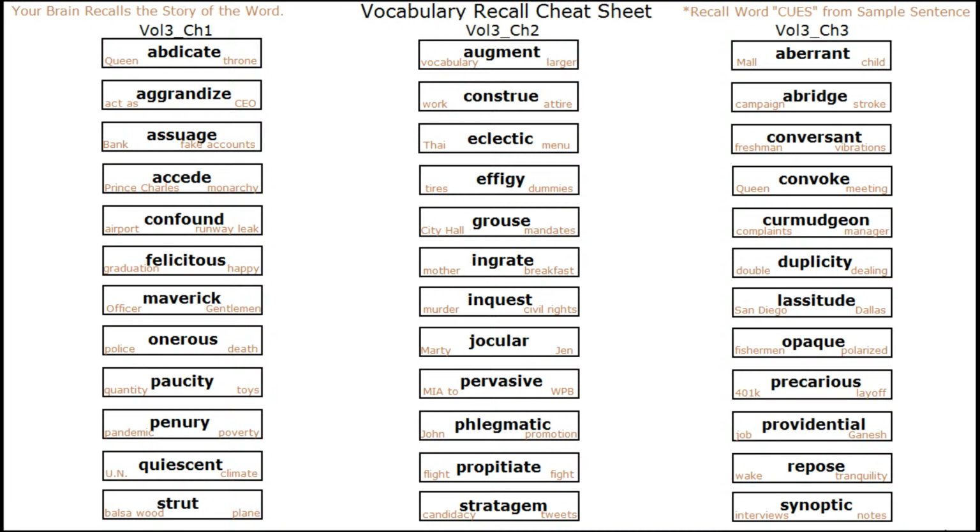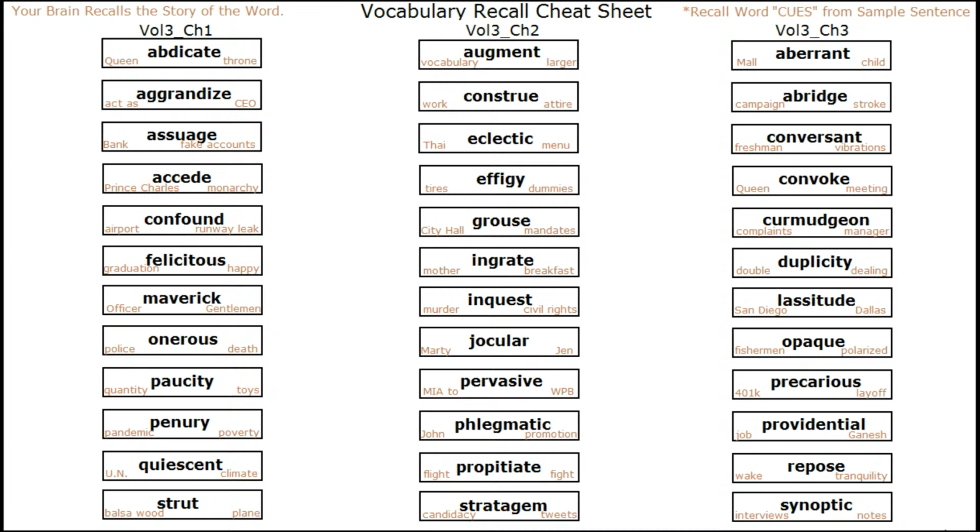If we look at chapter 2, the words that we were working on were augment through stratagem, and some of the words do need to go back to the keywords. Let's see real quickly. Effigy. Effigy had to do with the burning of the tires. It was kind of a symbol of someone, and it had to do with dummies. If you recall the sample sentence, it had to do with a protest. So they were actually symbols or representations.